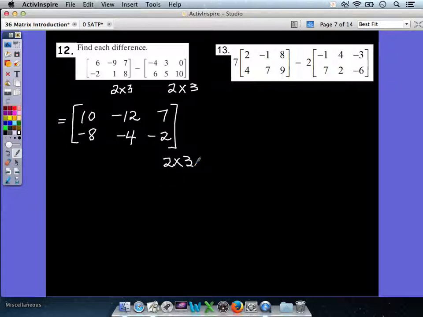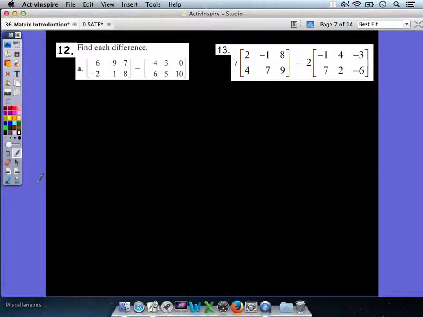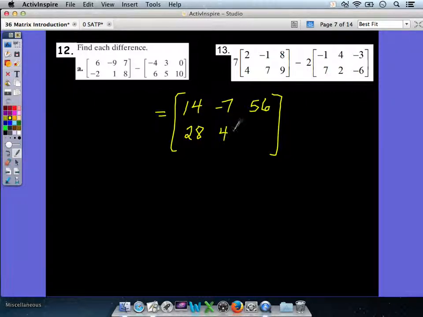Number 13, we have, again, a scalar multiple. In that scalar multiple, we have to distribute the 7 and distribute the negative 2, or subtract, distribute the 2. Either one. So I'm going to begin with distributing the 7. In this first matrix, I'm going to multiply 7 times each term in there. 2 times 7, 7 times negative 1, 7 times 8, which is 56. Then I have 7 times 4, 7 times 7, and 7 times 9.